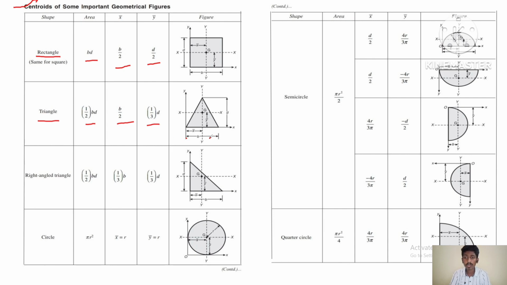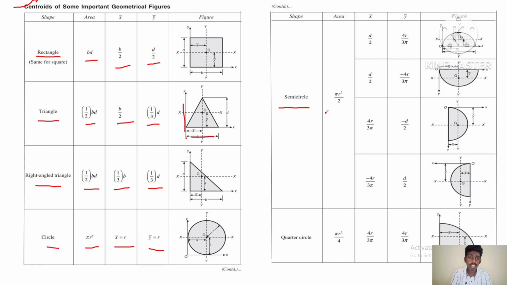This is the depth of the triangle and this is the breadth of the triangle. Similarly, for a right angle triangle, the area is the same as a triangle, half of the breadth into depth, and the x distance is 1/3 of the breadth and the y distance is 1/3 of the depth. For a circle, the area is pi r square, as we all know that r is the radius of a circle. So the x distance is r and the y distance is also r for a circle.